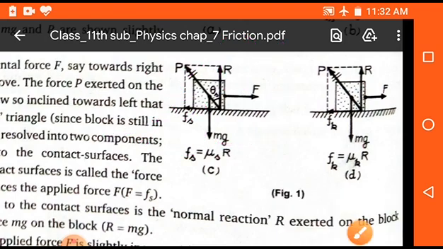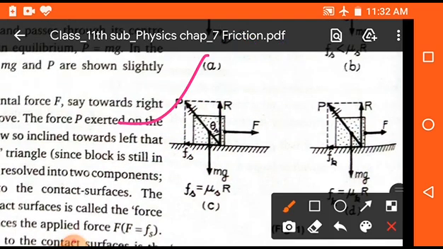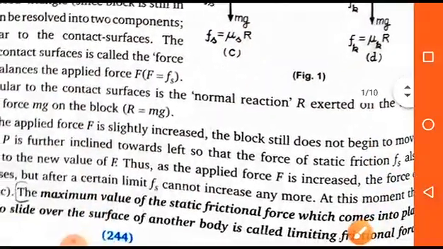Clear? You can also see here the resultant force P is acting at an angle theta from the reaction force, and this angle is known as the angle of friction. Clear? Okay, student.